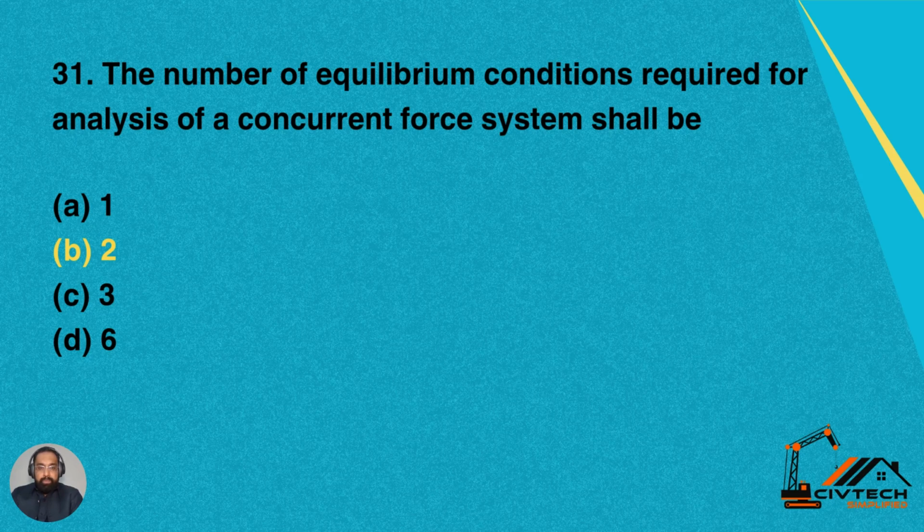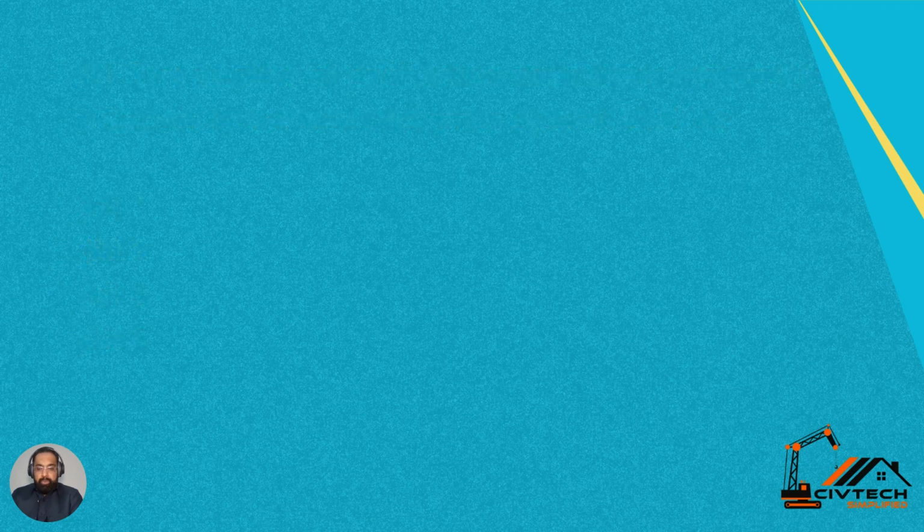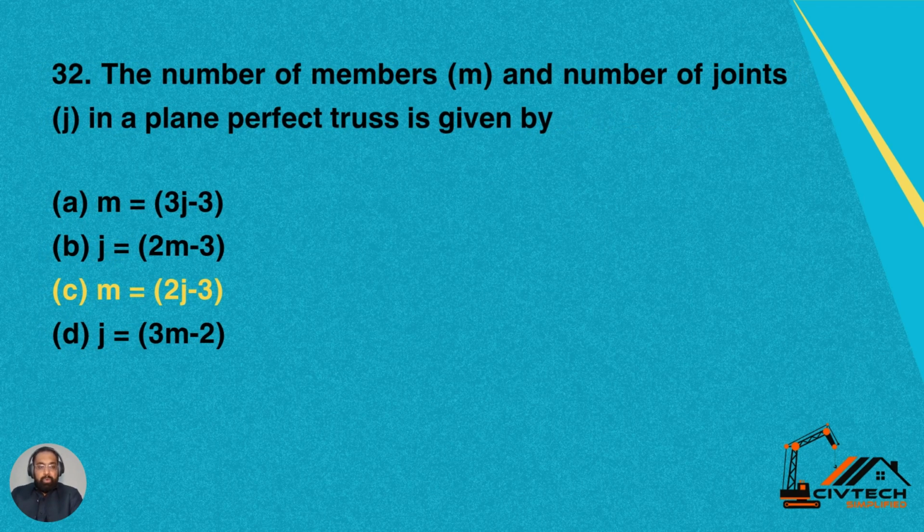Question 31. The number of equilibrium conditions required for analysis of a concurrent force system shall be option A 1, option B 2, option C 3, option D 6. So B 2 is the correct answer for this question.